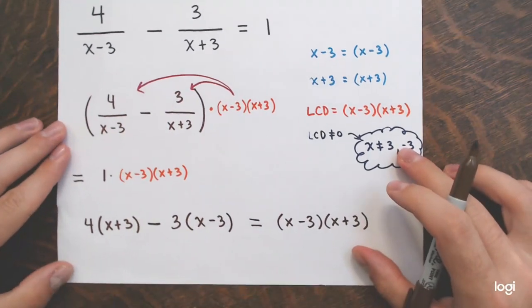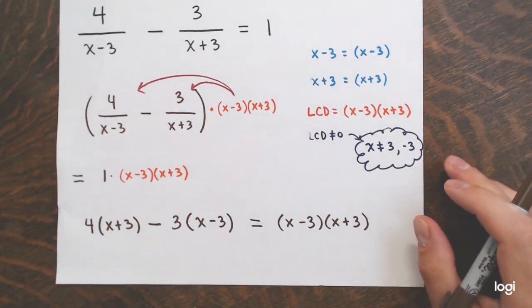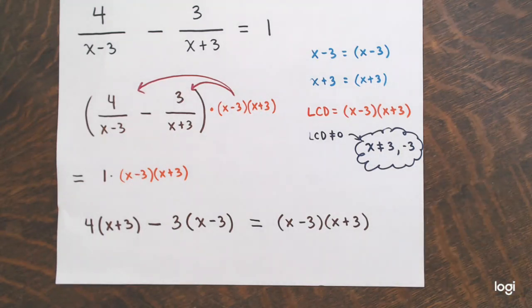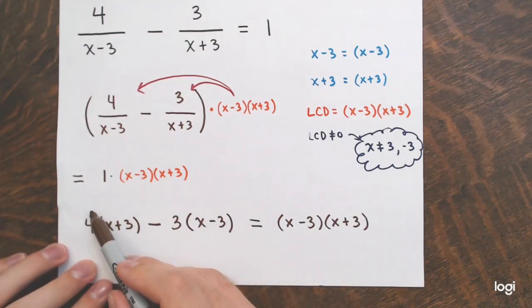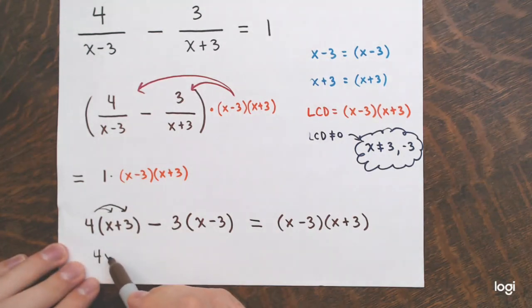Great. And now this is going to be a little different than my previous examples, because you're going to see that I'm going to end up having to solve a quadratic equation here, where the highest power on x is to the second power. So let's get rid of these parentheses. Let's simplify this a bit. Distributing the 4 to the factor x plus 3 gives me 4x plus 12.